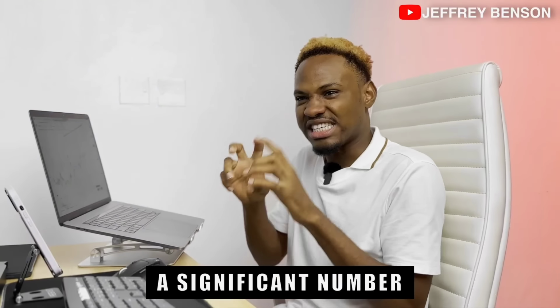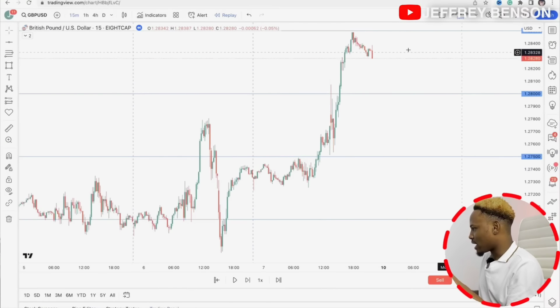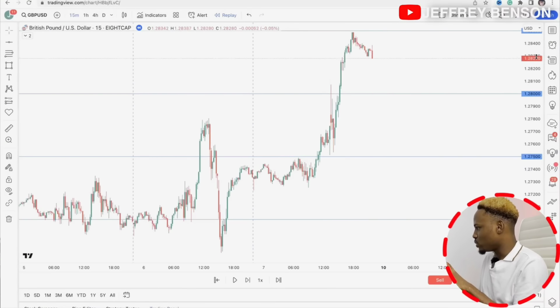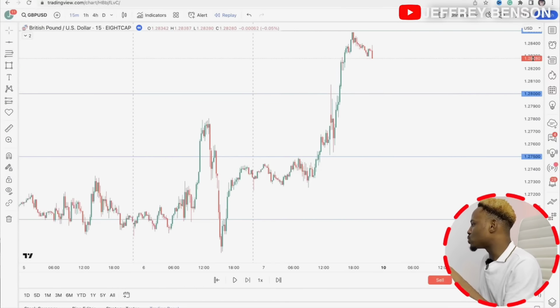So 1, psychological levels are round numbers that banks and hedge funds pay attention to, just like 5, 10, 15, 20, 25, 30, 35, a significant number. The current price of this chart right now is 1.28280. Remember, this is not a live chart. I did a replay so that I can play it and use the strategy to show you how it really works.